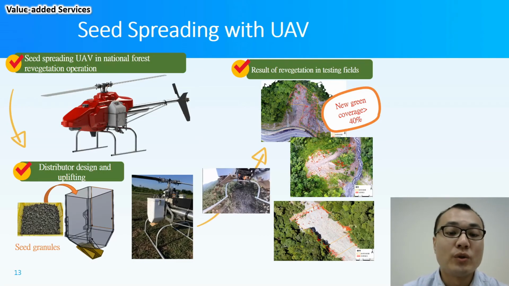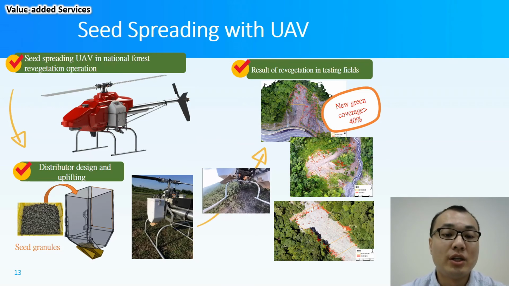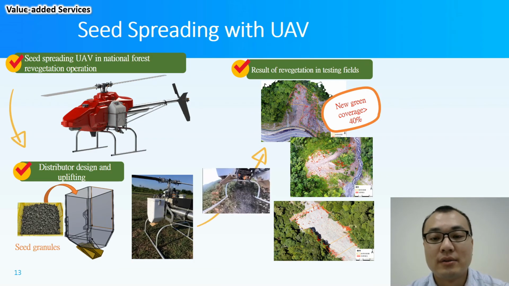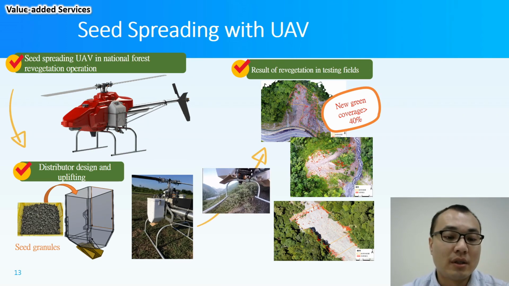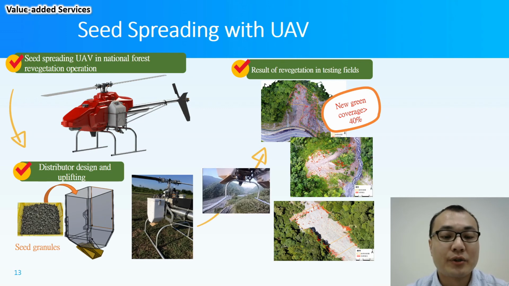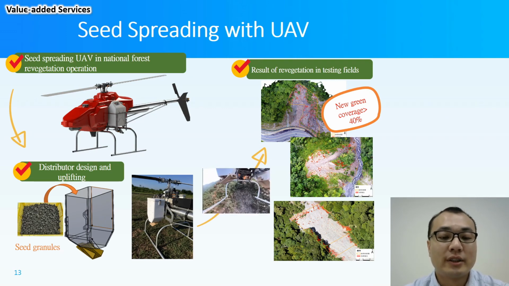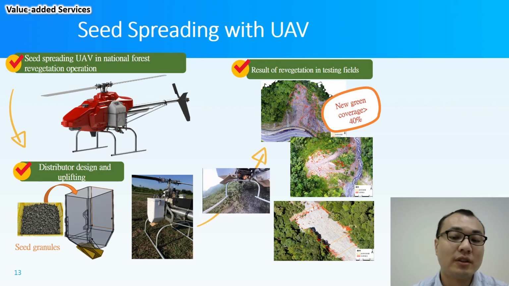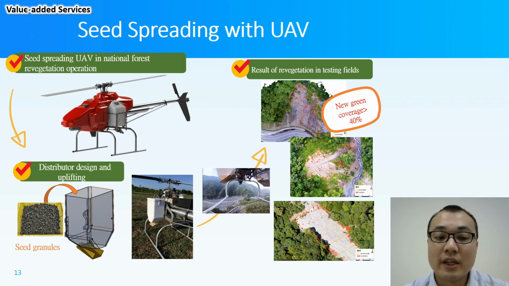In this slide, we also use a UAV to carry seeds and fly to areas where no one can reach, to carry out the spreading. Its purpose, of course, is to increase the coverage of green plains and to achieve the effect of soil and water conservation.